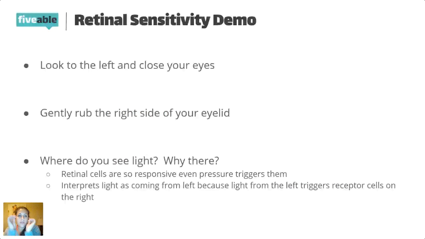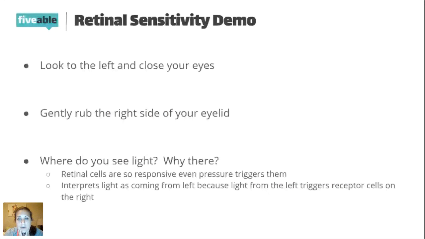Another demo that we could do right now is to see how sensitive our retinas are. We can all do this while we're sitting here. Look to the left and then close your eyes, so your eyes are looking kind of down and to the left, and then gently rub the right side of your eyelid. So I'm looking this way and rubbing this side of my eye. What do you see happening? I see some light over here, a little ball of light every time I wiggle my eye around.